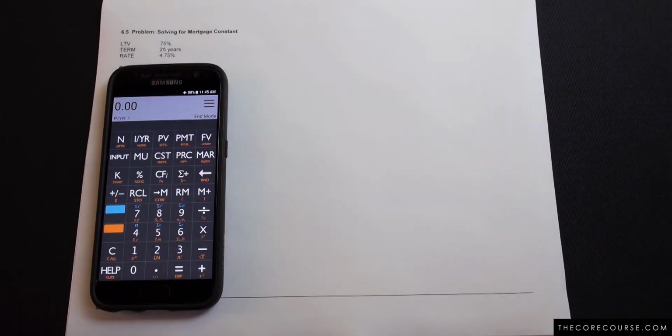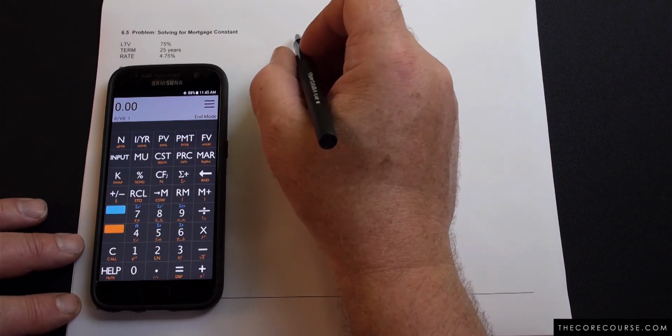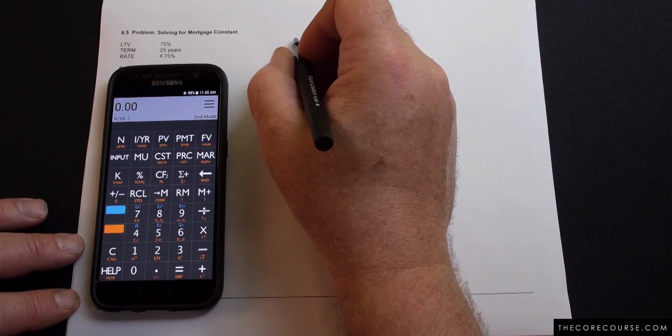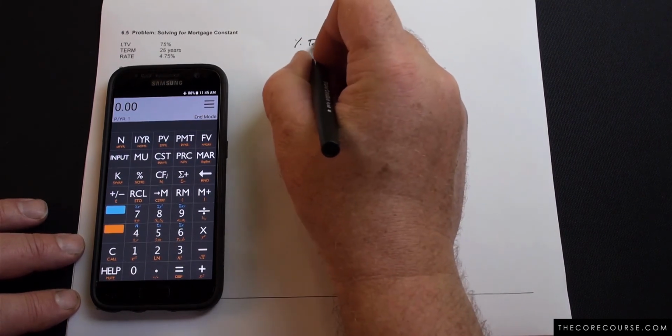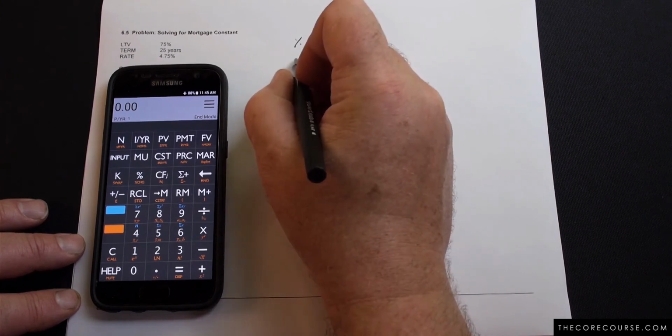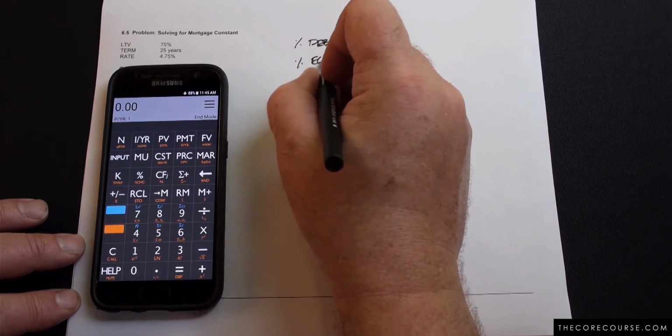All right, let's take a look at 6.5, advanced cap rate problem. What I'm going to do here is show you how to solve for the mortgage constant. Now this is in the lectures and in the dirty cap rate examples, but to review, in the Foursquare it lays up like this: percentage of debt, percentage of equity.